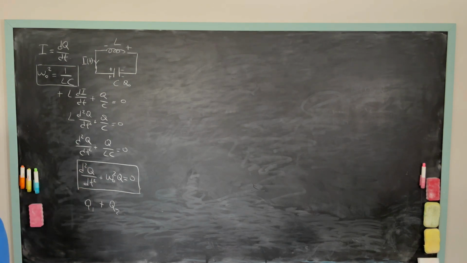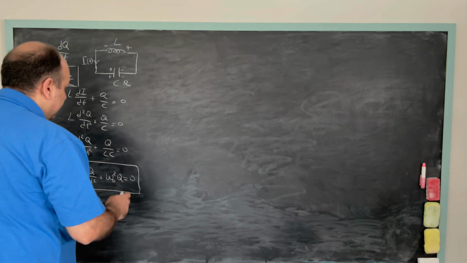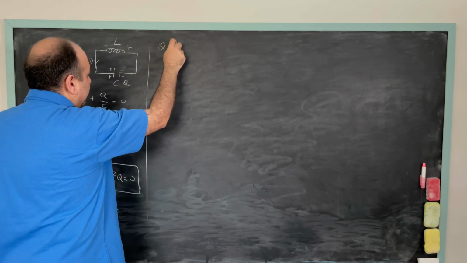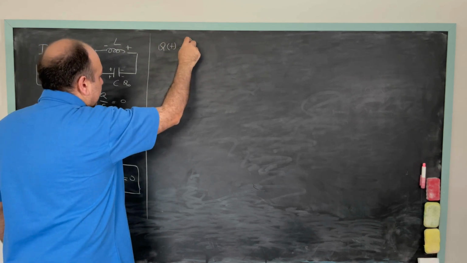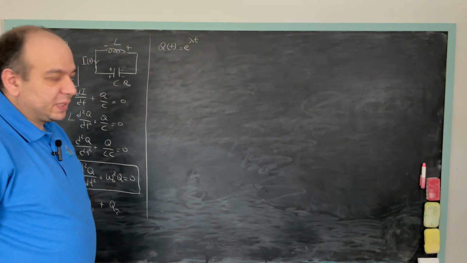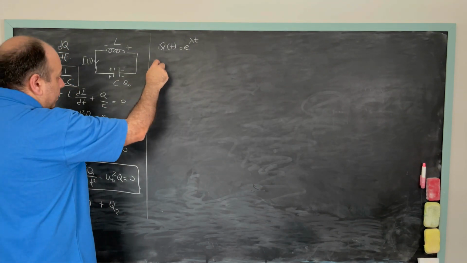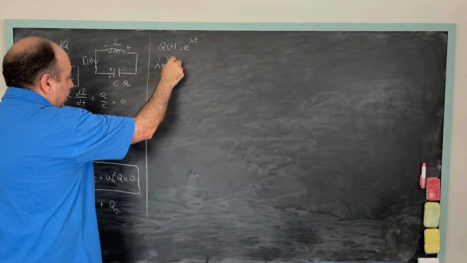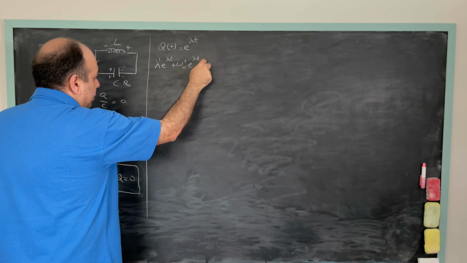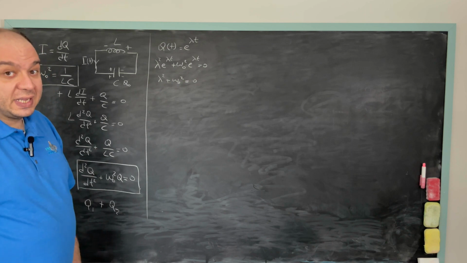So how do we solve it? From your differential equations class, you know that the solution can take the form q of t equal to e to the lambda t. Basically, we try to solve for lambda. When I take the second derivative, this gives me lambda squared e to the lambda t plus omega naught squared e to the lambda t times q is equal to 0. If you divide both sides by e to the lambda t, this is what you will get.